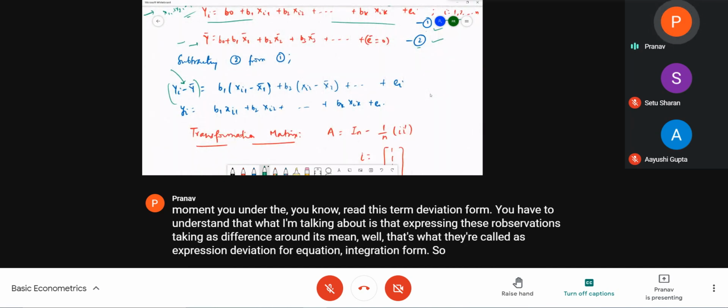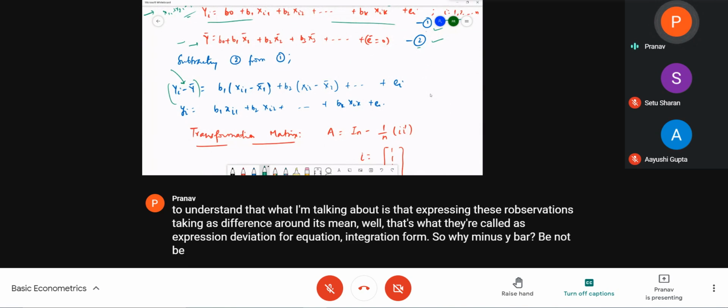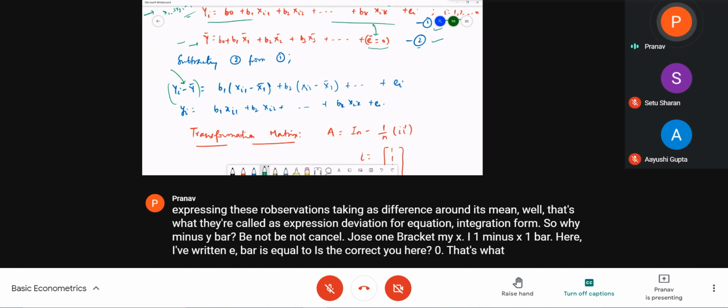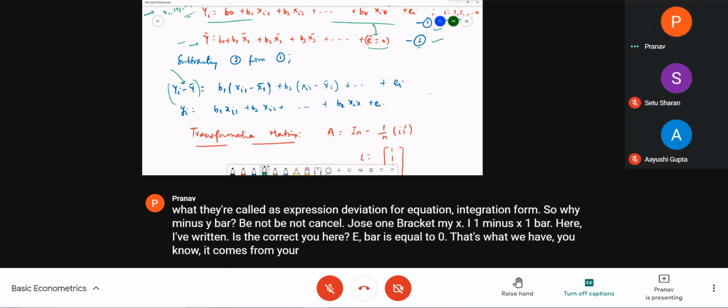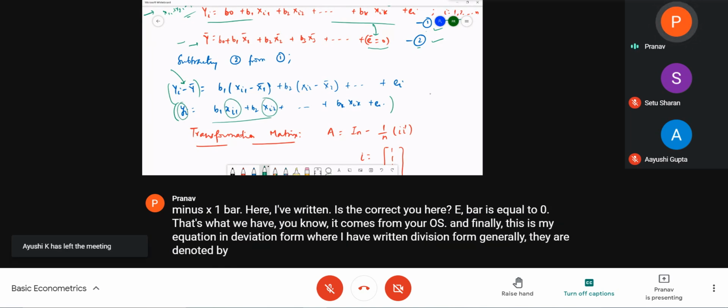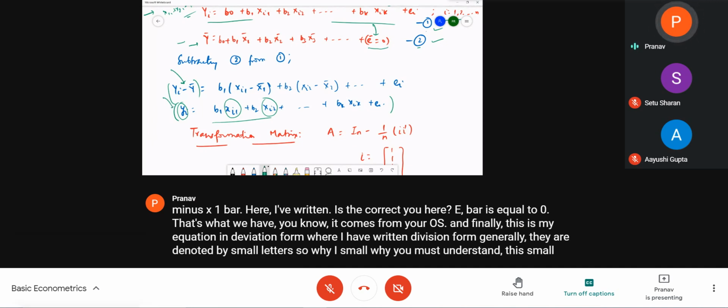So yi minus y bar, b naught cancels out, b1 times the bracket xi1 minus x1 bar, and in this way you go till here. Here I've written e bar is equal to 0. That comes from your OLS. And finally, this is my equation in deviation form. Generally, they are denoted by small letters. So small yi is nothing but yi minus y bar.